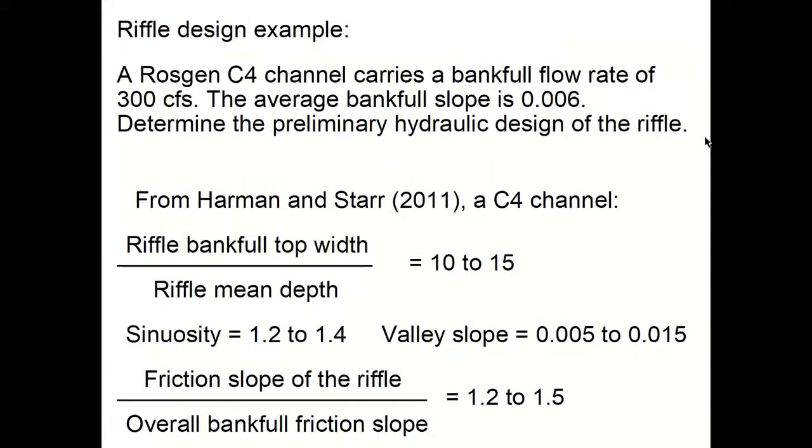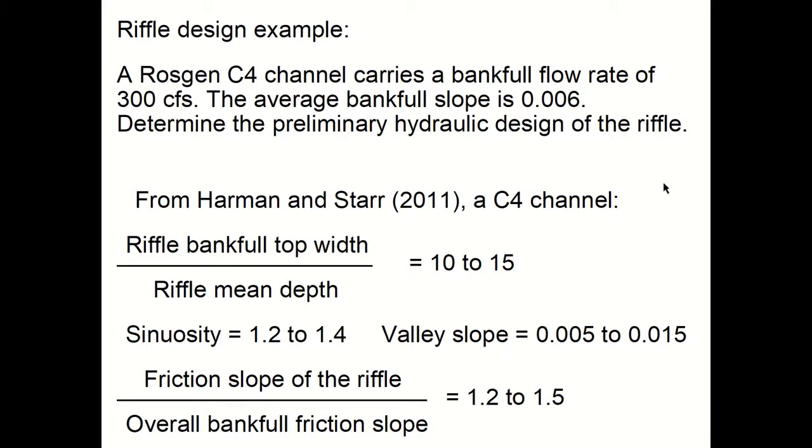In this video, we are going to demonstrate how to do a preliminary hydraulic design of the Riffle trapezoidal cross-section. So a Rosgen C4 channel carries a bankful flow rate of 300 cubic feet per second. The average bankful slope is 0.006. Determine the preliminary hydraulic design of the Riffle.